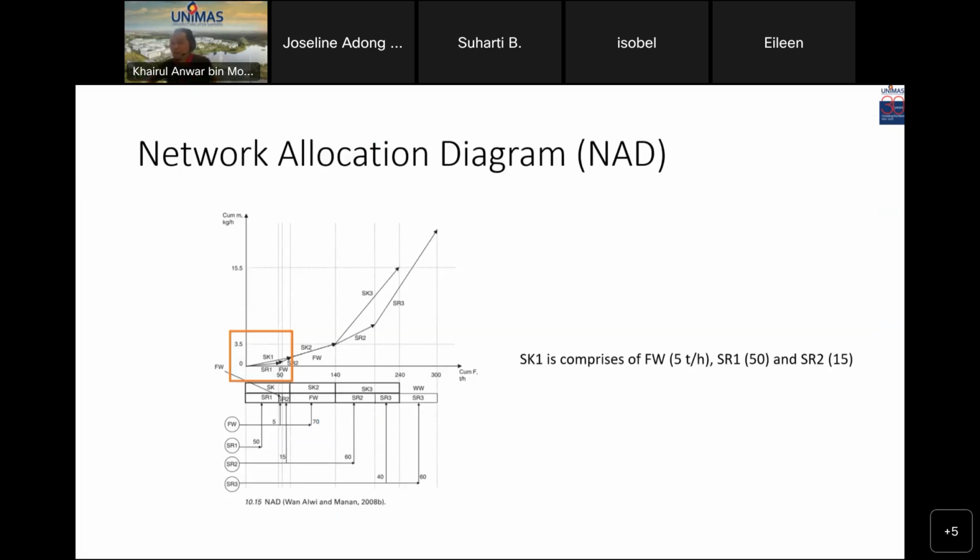This is an example of a network allocation diagram. It looks complicated, but it's actually easier to understand. For example, this is SK1. So SK1 here comprises source 1, fresh water, and source 2. See here? Source 2. So how much is fresh water here? It's only 5 ton per hour.